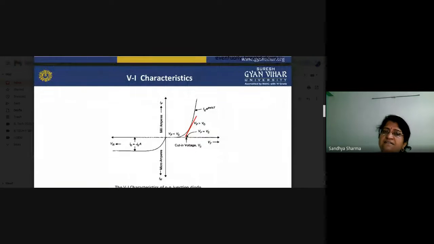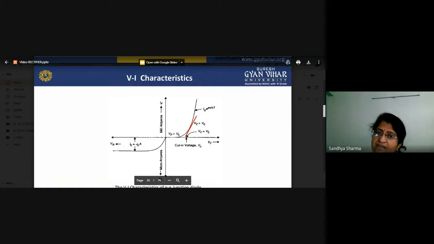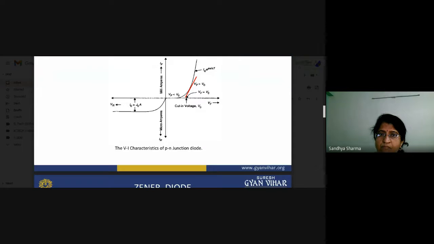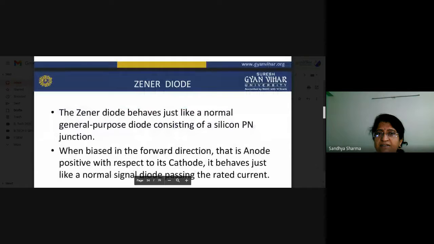This is the VI characteristics. The VI characteristics of a Zener diode are similar to a normal PN junction diode. Again, we can see there is a cutoff voltage, and we can slightly raise our forward bias current after breaking the depletion layer. This is the reverse bias current, and this reverse current is due to minority carriers.